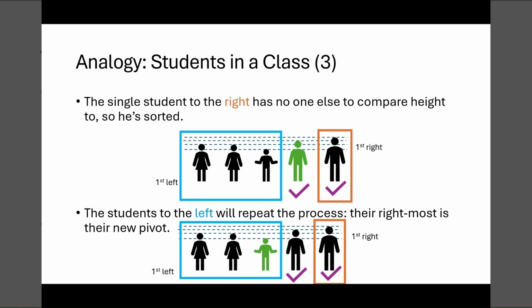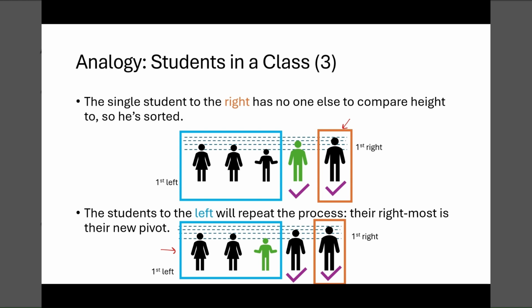Let's continue. Now we go to the pivot's right, and we don't have somebody to compare him to, which is only one person in the orange box. So this one is already sorted by nature because there is no one to compare with within this orange box. Now let's go to the left side, the blue box. We have 3 people, so we have someone to compare to.